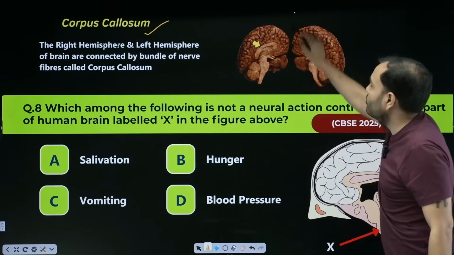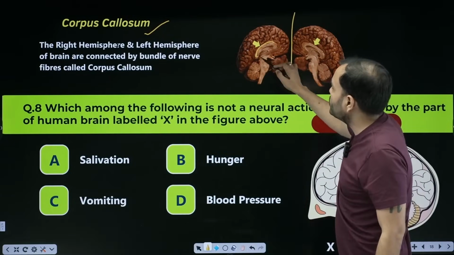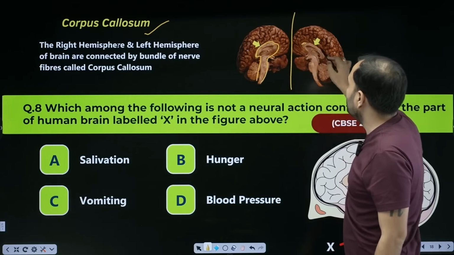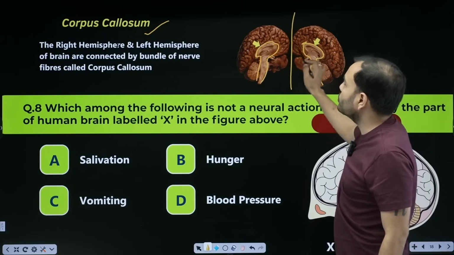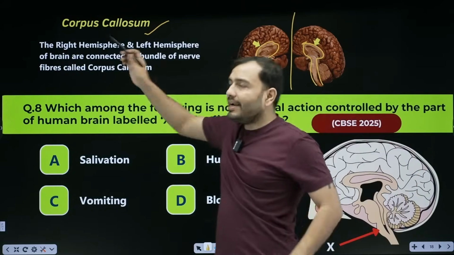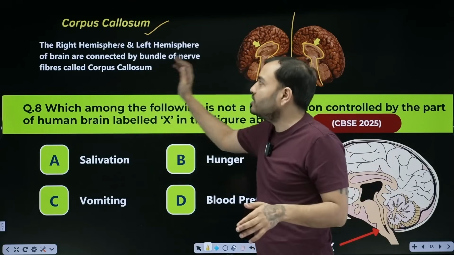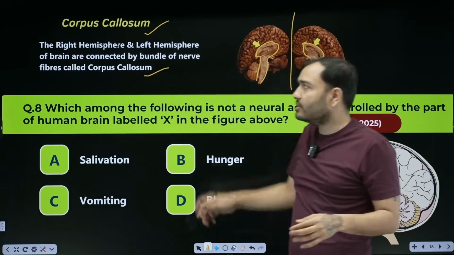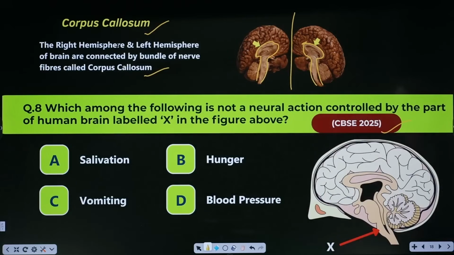Simple. You cut your brain from the middle. Look here, you can see some tissues, some nerves. What do we call these tissues? Corpus callosum. The right hemisphere and left hemisphere of the brain are connected by the bundle of nerve fibers called the corpus callosum. CBSE 2025 question.